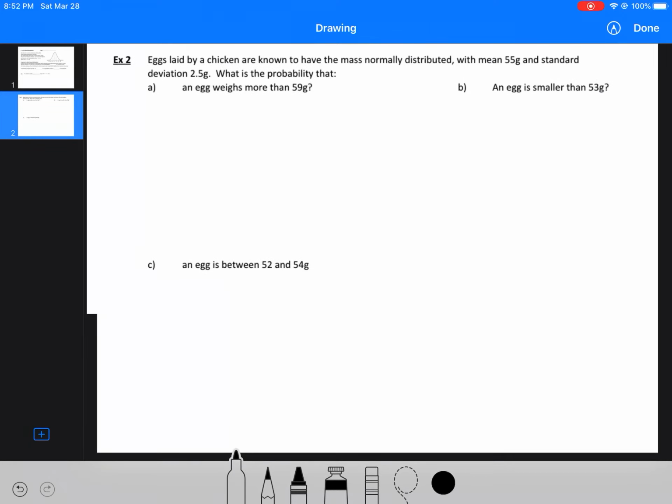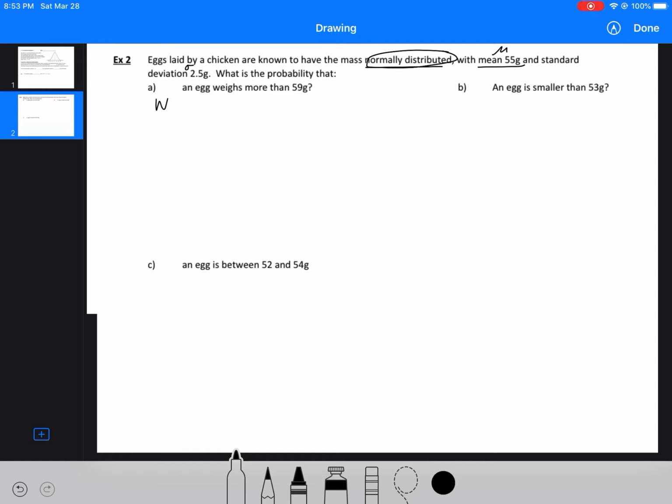This is more of a word problem type, a great exam style question. Eggs that are laid by a chicken are known to have the mass normally distributed, so that should be the first thing that you think about. They have a mean of 55 grams and standard deviation 2.5 grams. What's the probability that an egg weighs more than 59 grams?